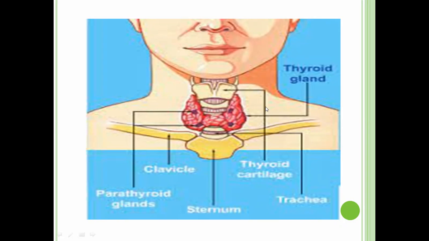This image shows the location of the thyroid gland. It is situated at the base of the throat. Here is the trachea. There are two symmetrical lateral lobes, this is first and second. These lobes are one on either side of the trachea.